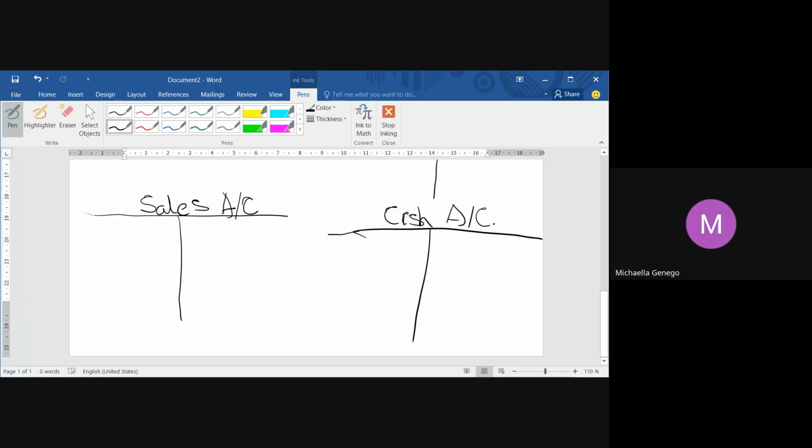So what is happening? What is happening to the cash account? It increases income. We credit. What's the amount? 10,500 Ghana cedis.